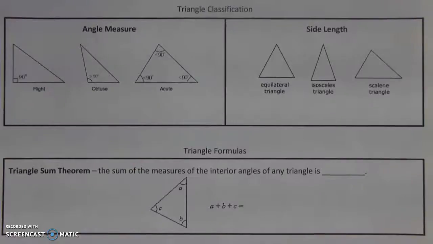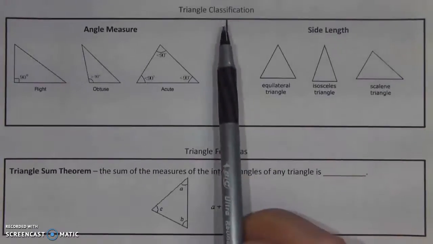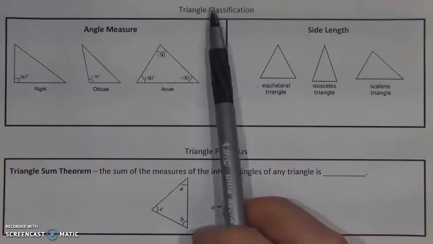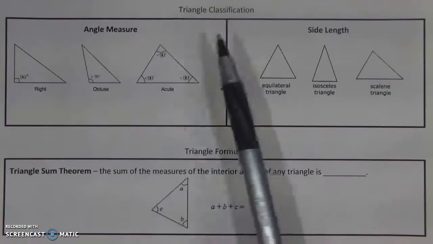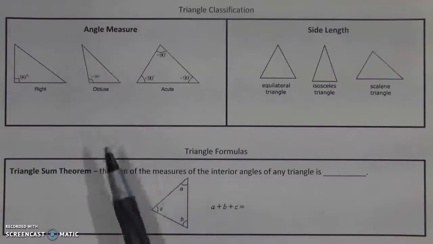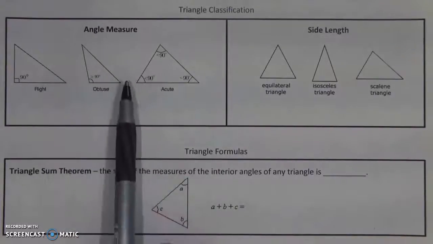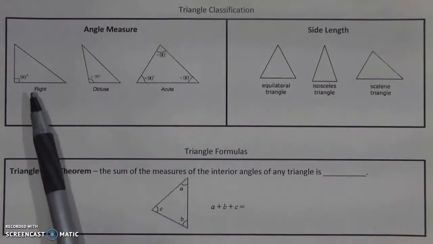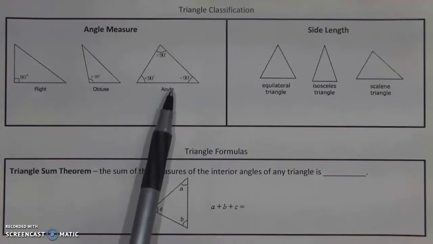Good morning, everyone. Today we're going to be looking at triangles, and this is a start to chapter 4 of our book. And when we are looking at triangles, the first thing that we're going to look at is how we classify triangles. And there are two different classifications that we tend to use. The first has to do with angle measure. In those, there are three options. A triangle is either going to be right, obtuse, or acute.